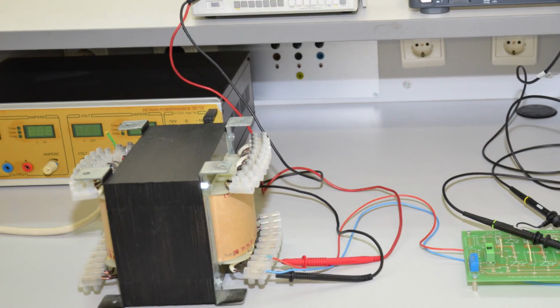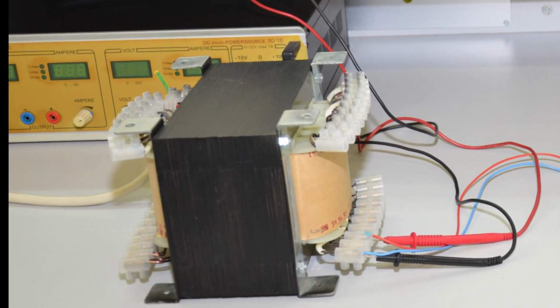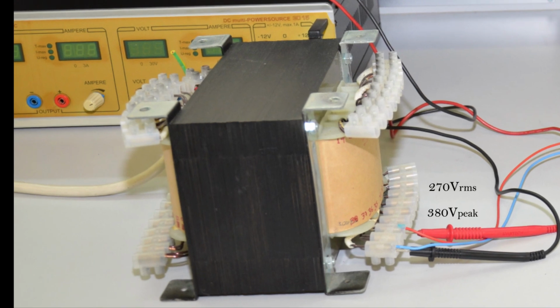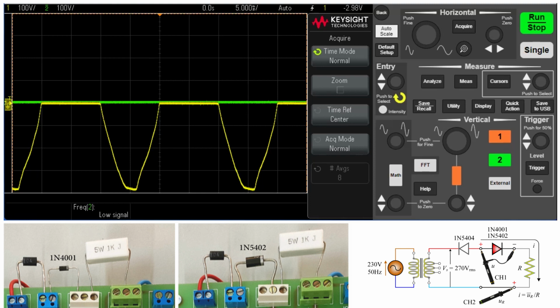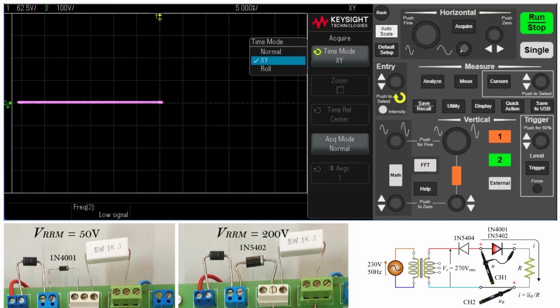The multi-tap transformer provides a maximum voltage of 270 volts RMS, or 380 volts peak. However, the breakdown voltage of 1N4001 and 1N5402 diodes is even higher. It was an unexpected result, because the diodes in question, according to the datasheets, withstand a much lower voltage, at least 50 volts and 200 volts, correspondingly.